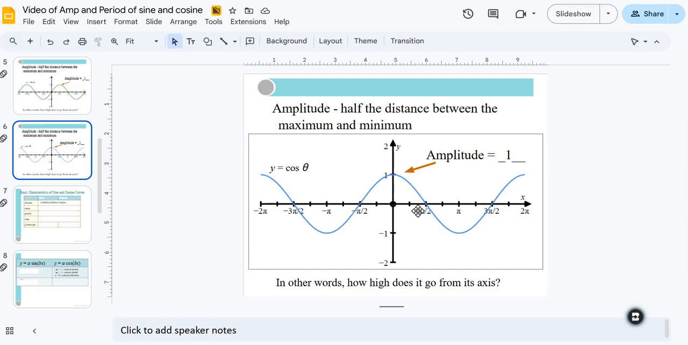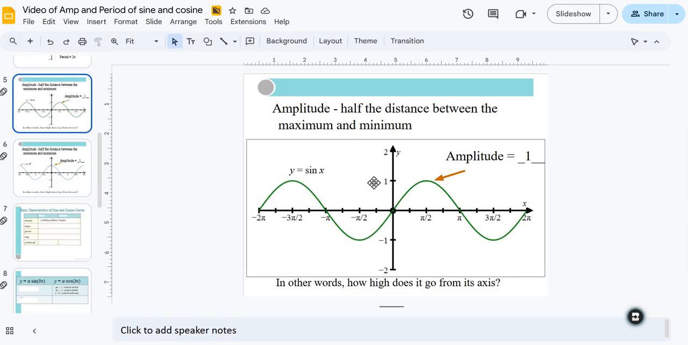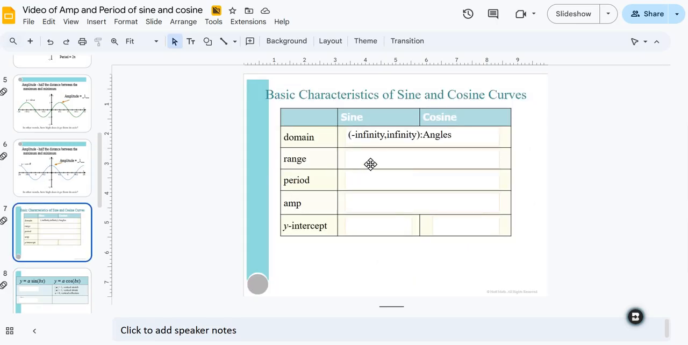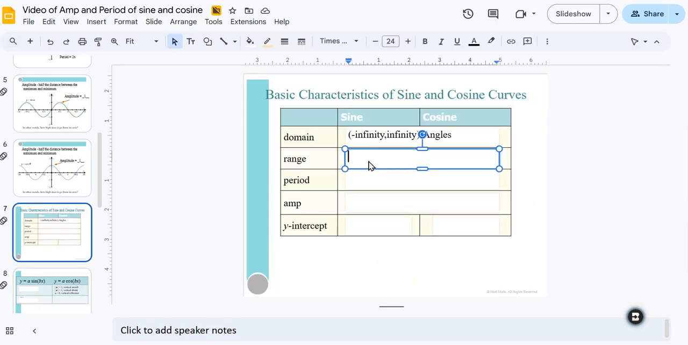Going back to these two graphs, my inputs or my x values can be anything. However, if we look at both of these graphs, our outputs or our y values cannot be anything because we do not go higher than 1 or lower than -1 on either one of our graphs, which means that our range is restricted. We can be 1 and -1, so it's going to get a hard bracket, but our range is -1 to 1 for both sine and cosine.